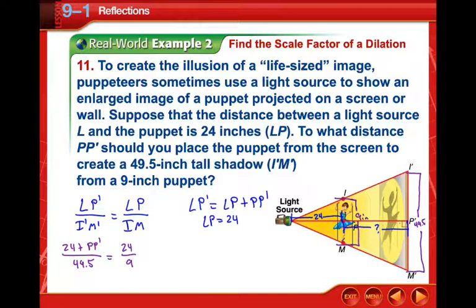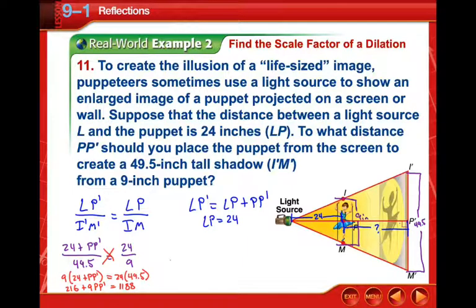So what we want to do with proportions is we cross multiply. So it's going to be 9 times 24 plus PP prime equal to 24 times 49.5. 9 times 24 is 216 plus PP prime times 9. I forgot the 9. Can't forget that. Got to distribute to both. And 24 times 49.5 is 1188.